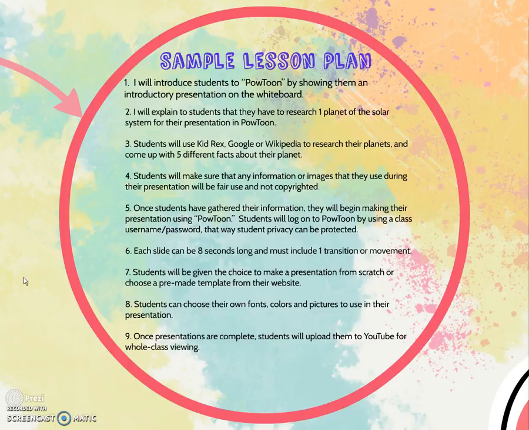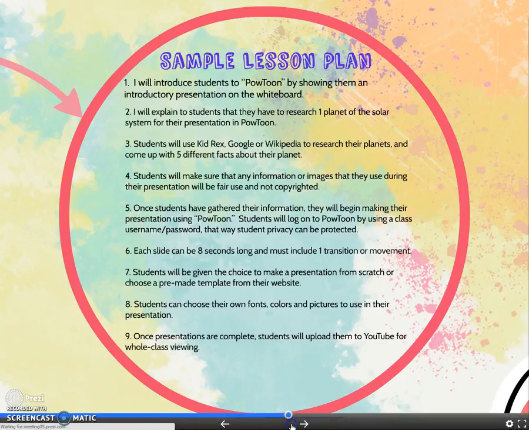This gives an outline of my sample lesson plan for what I want to use in PowToon. Our students are going to use their research and they're going to create a PowToon from scratch, or they can use a pre-made template. They'll have to insert 5 different facts about their planet, so the expectation is that they're going to have at least 5 slides, and with a cover slide, 6 slides total. Each slide must be at least 8 seconds long and must include 1 transition or movement. They can choose anything they want, they can customize it however they want, and once the presentations are complete, they're going to upload them to YouTube for whole class viewing.